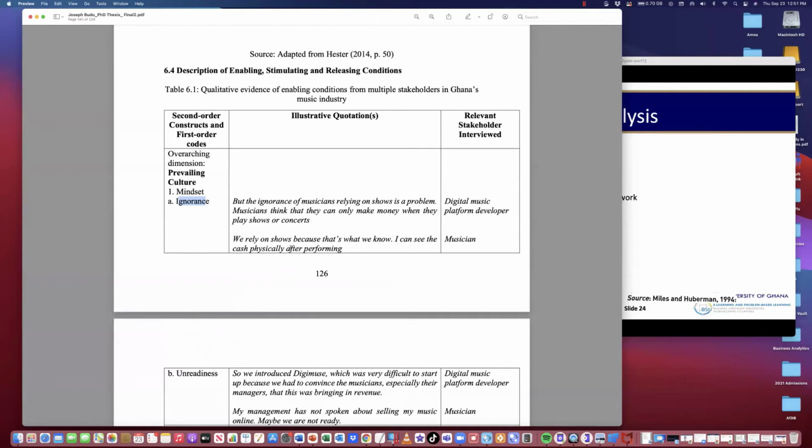I can see the cash physically at the performance. Is it not ignorance? Yes, he's ignorant. And it says mindset. Is that not it? Yes. Good, but there is ignorance that generates mindset. So you have to know the first label you give it to.